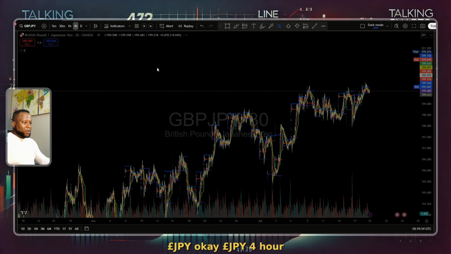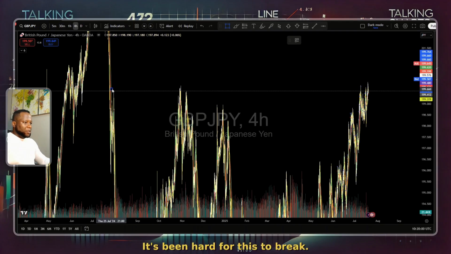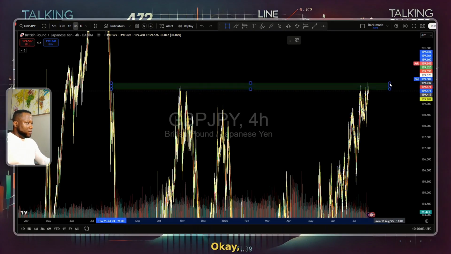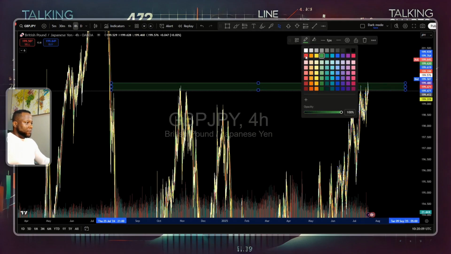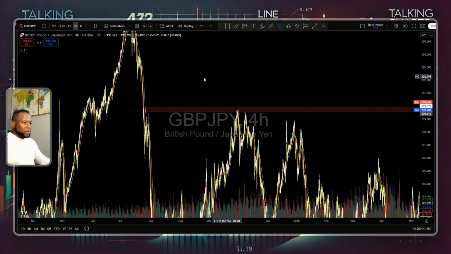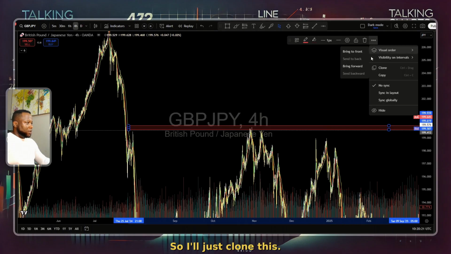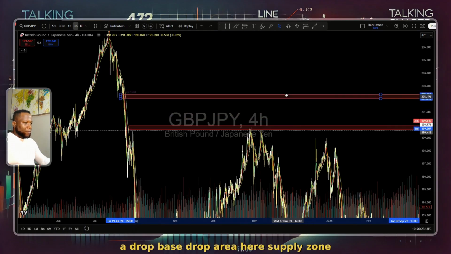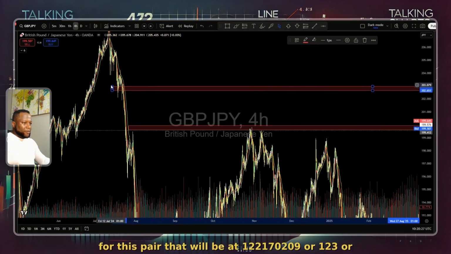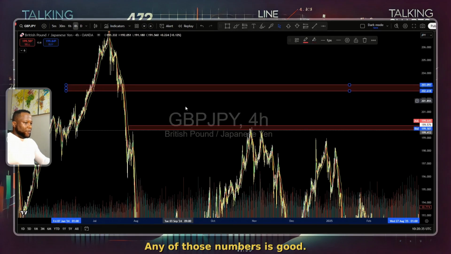Pound JPY 4 hour. We are in contact with this resistance. It's been hard for price to break. Stop, resistance zone for this pair. If I want to look for where the supply will be, I'm going to put my supply right here, drop base drop. I'll just clone this. I have a drop base drop area here, supply zone for this pair. That will be at 122.09 or 123.09. Any of those numbers is good.